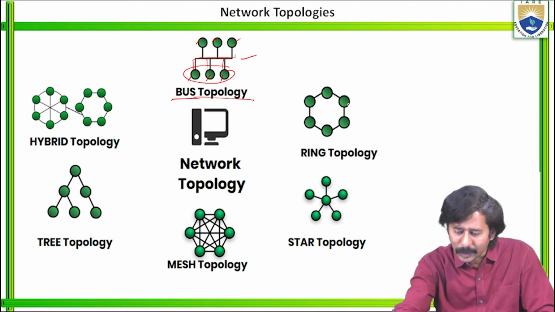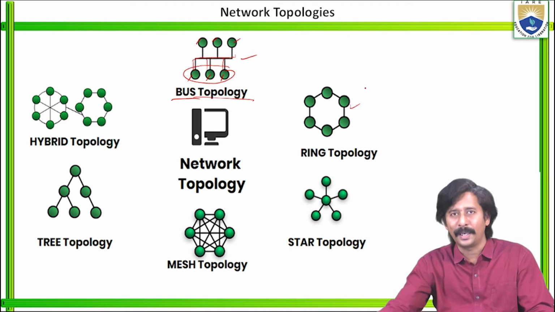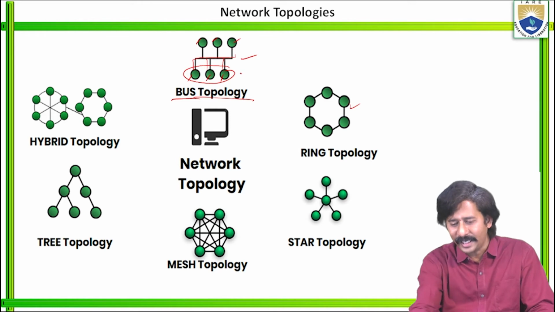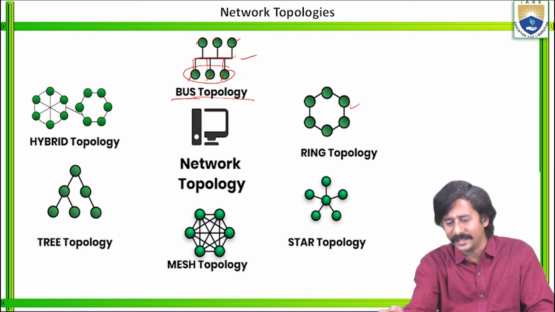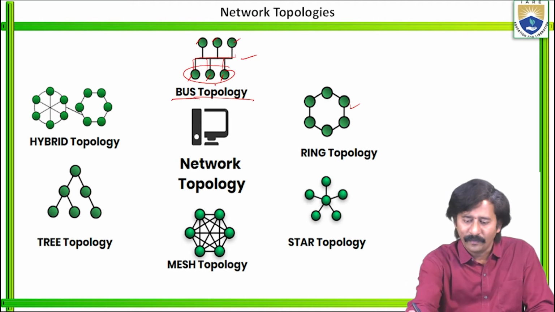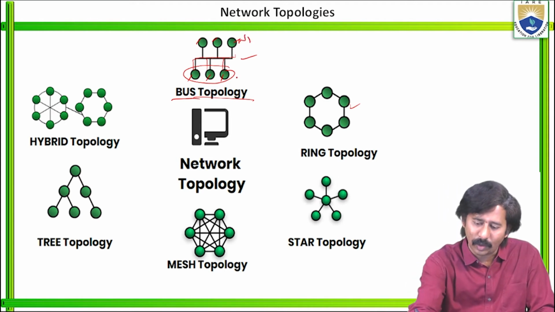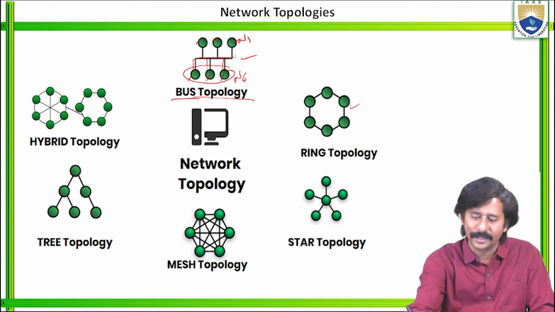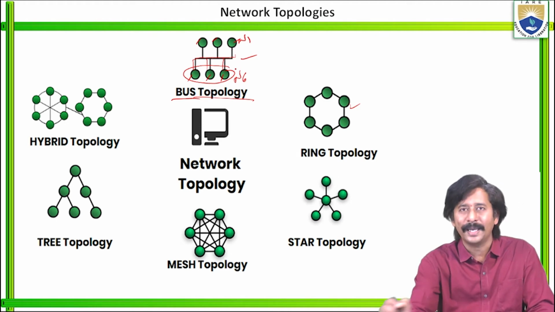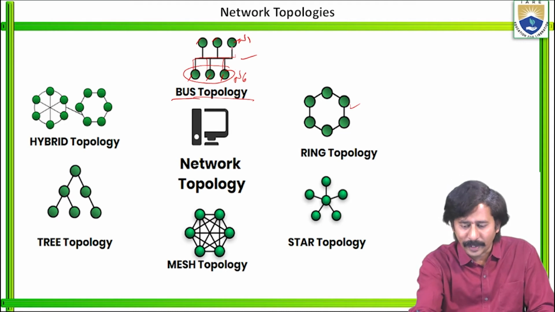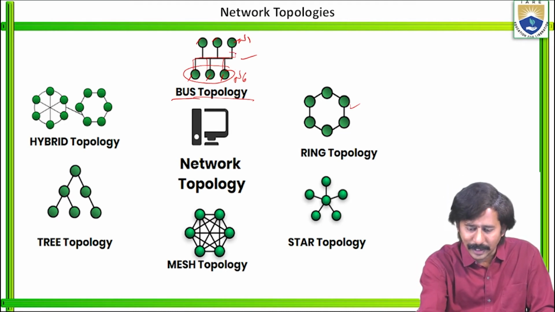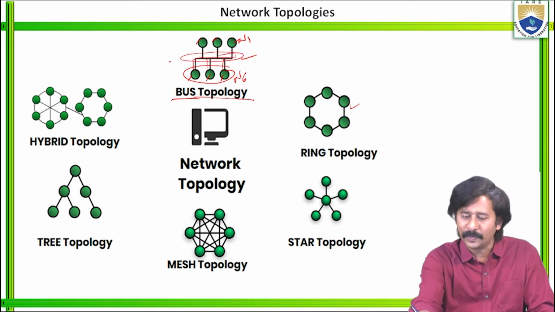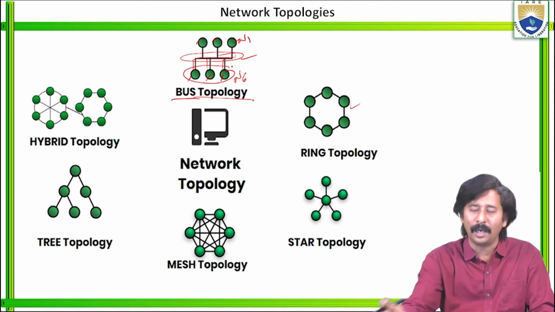Next one, ring topology. There is a slight difference between bus topology and ring topology. What happens in the case of bus topology? For example, if this is node 1 and this is node 6, node 1 to node 6 has no direct communication. Through this bus only, these nodes are communicated.